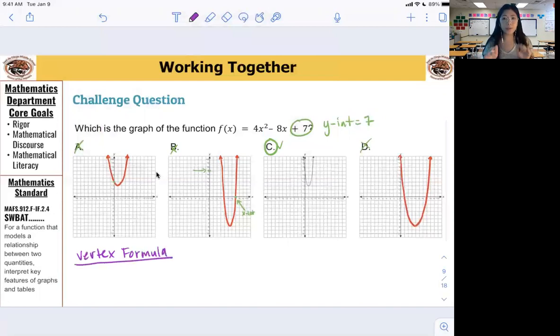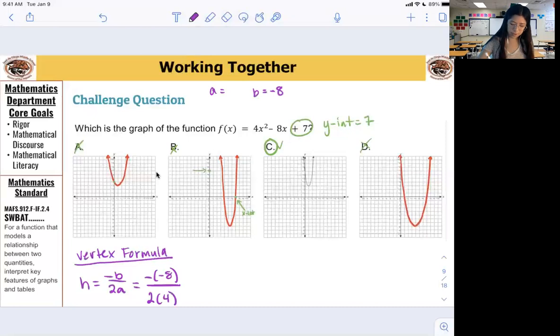If you were stuck between two answer choices, what you have to do is use the vertex formula. H equals negative B over 2A. What's my B and what's my A? Your B is -8, so it will be negative times -8. Then 2 times 4. A is 4. Negative -8 would be positive 8. 2 times 4 is also 8. 8 divided by 8 is 1.